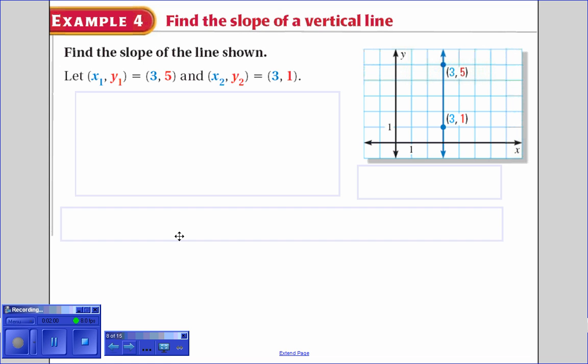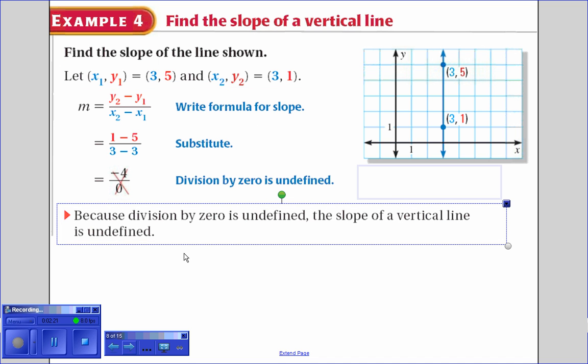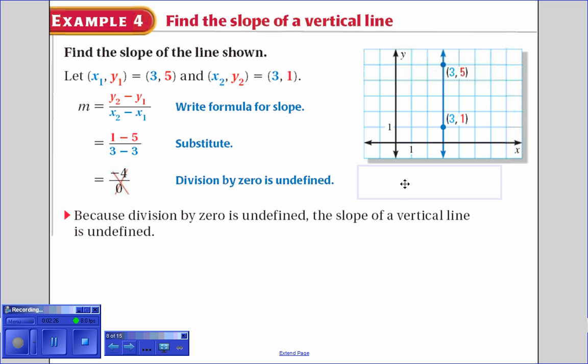Finally, let's take a look at this vertical line. We want to find the ratio of rise to run. We'll find the vertical change, which in this case happens to be 4. The horizontal change, however, is 0. It does not change horizontally. And when you go to set up the ratio of rise to run, we end up with a number over 0. You can try that on your calculator if you'd like, but you'll find that you cannot divide by 0. Division by 0 is undefined. So the slope of this line is undefined.